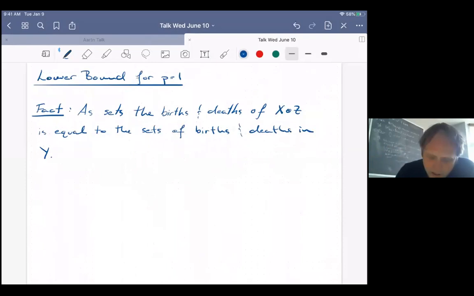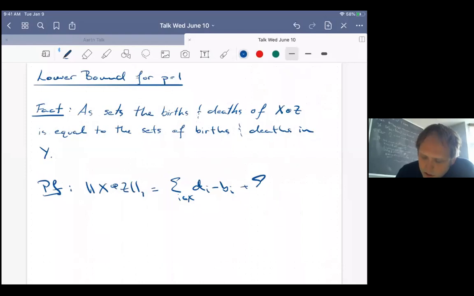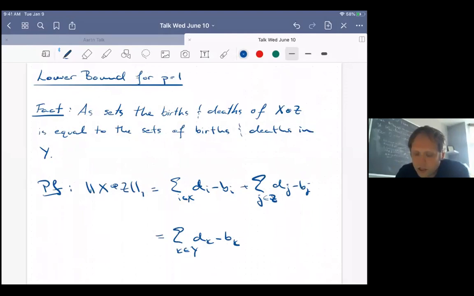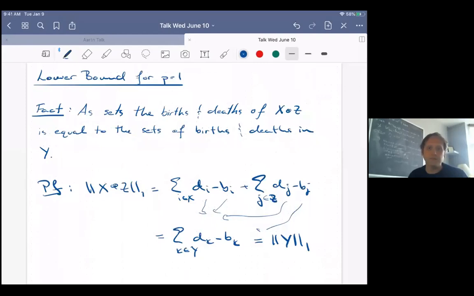For X, the one-norm is the sum over i in X of d_i minus b_i, plus the sum over j in Z of d_j minus b_j. But I have the same deaths and births in Y, so I can rewrite this as the sum over k in Y of d_k minus b_k. I'm just rearranging these quantities in a different way, and so I get exactly equality for the one-norm of Y. For p equals one, there are a lot of things one can do that are very easy because you can shift around and rearrange things as you'd like.